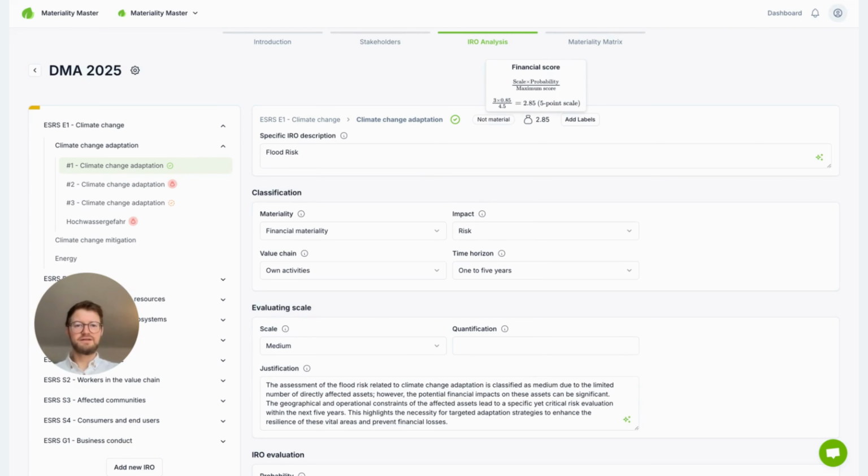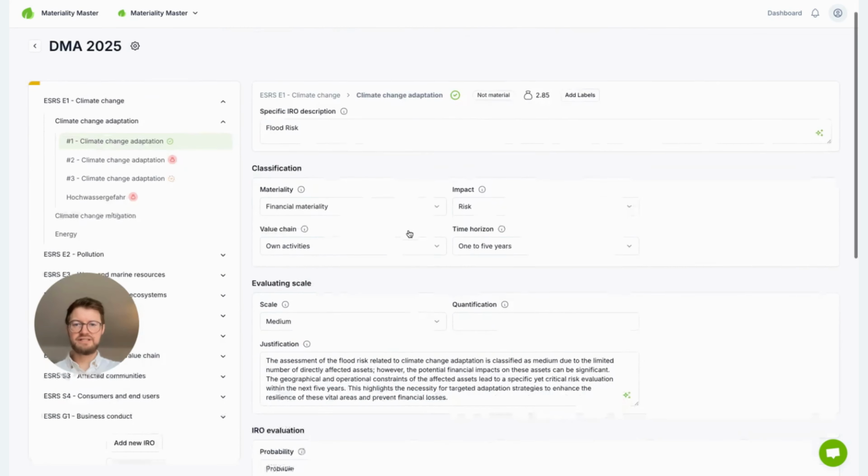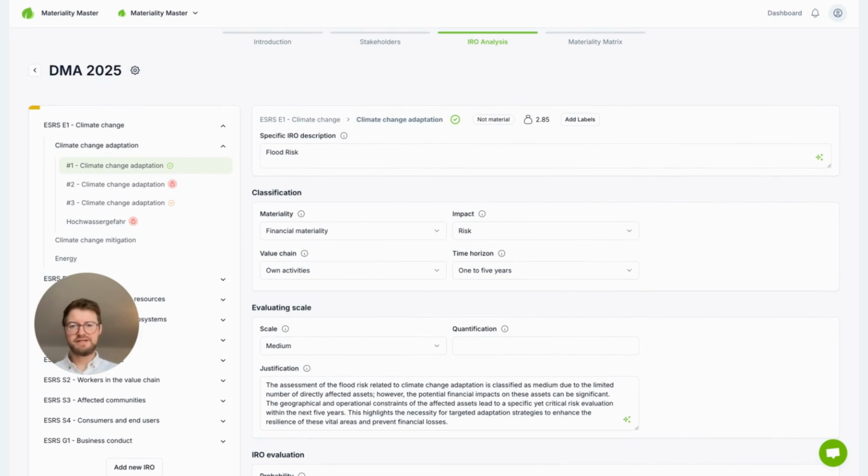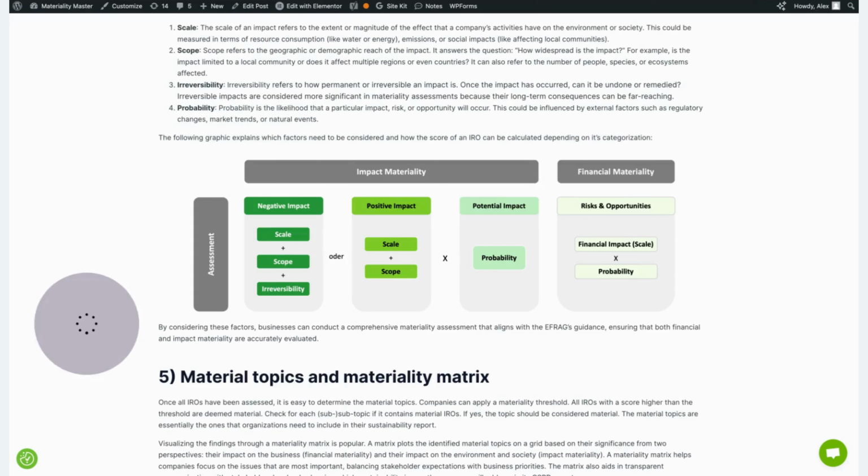And the scores depend on the type of IRO. For example, if you have an IRO in the financial materiality element or classification, then there are different aspects calculated than, for example, an IRO that is a positive impact. So how is the calculation being done? First of all, I would like to show you the logic and the methodology of how this is done.